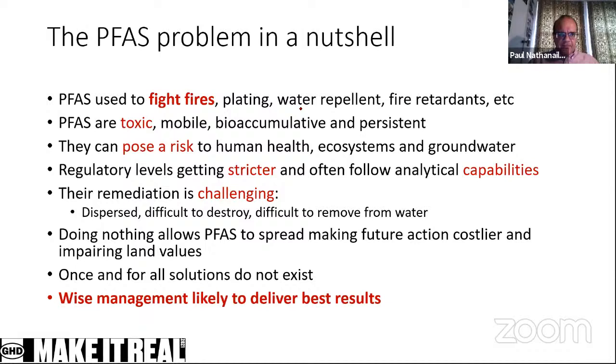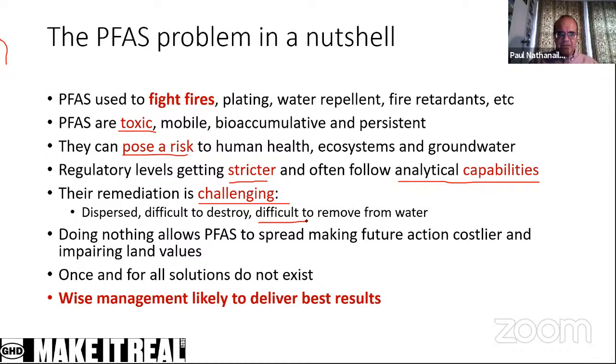So the PFAS problem is that these chemicals' properties that made them useful, their ability to help us fight certain types of fires, their ability to repel water, their ability to help in a variety of industries, also made them mobile, bioaccumulative, persistent in the environment, and we now know that they are toxic as well. So they pose a risk to human health. We've got these stricter regulation levels. Analytical capabilities are getting better all the time, and they are difficult to remediate. They're difficult to remove from water.